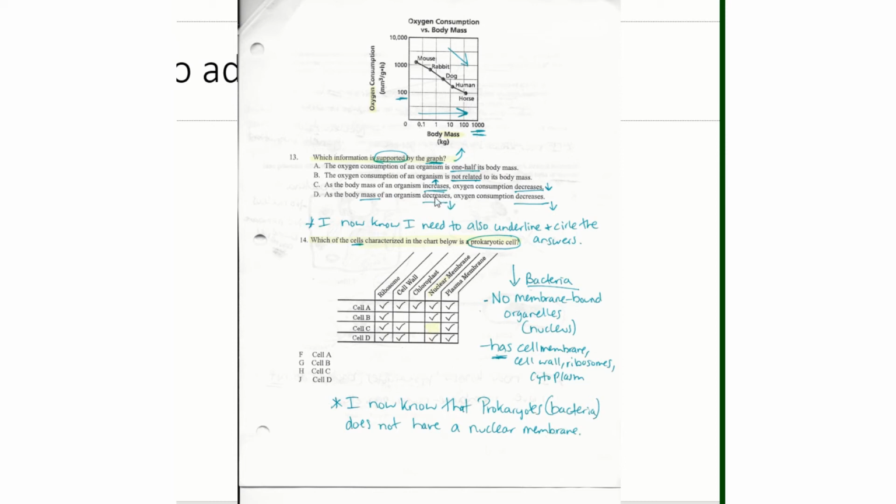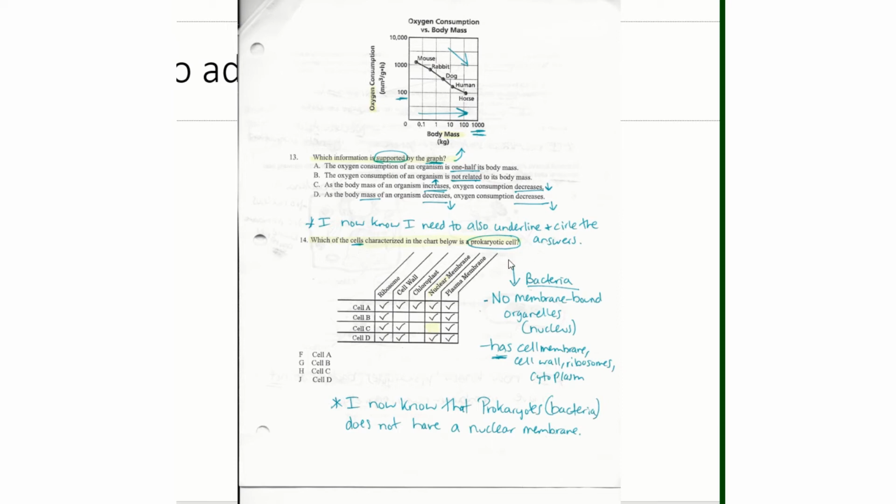Some of you chose letter D, and that's not your answer. You chose it because you saw it going down, but you didn't notice here maybe that there's 1,000 there and a 0 here. So that's increasing. Your answer was C. I now know I need to also underline and circle the answers because the answers tell you what's going on. Next, which of the cells characterized in the chart below is a prokaryotic cell?